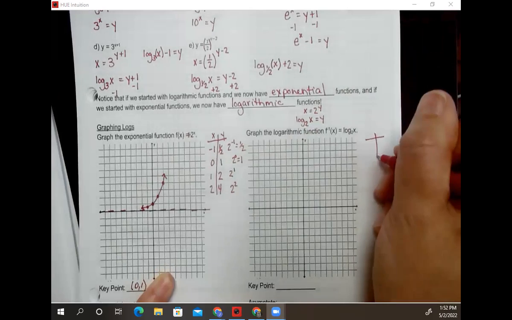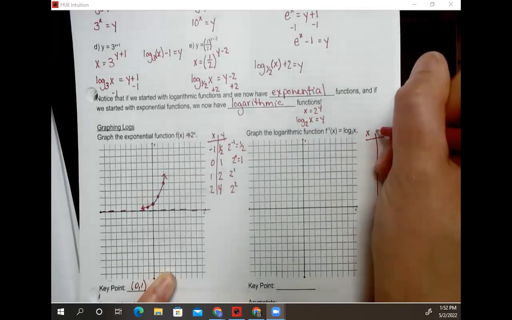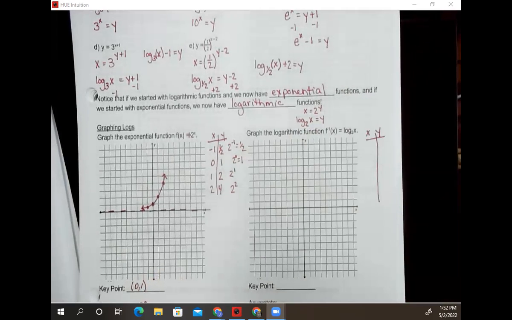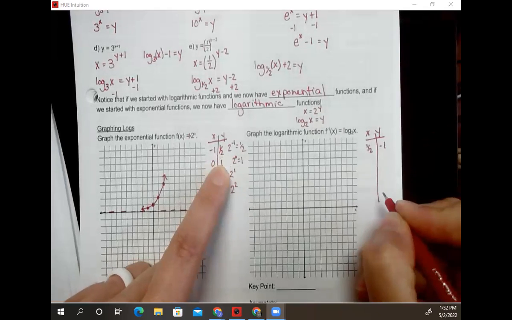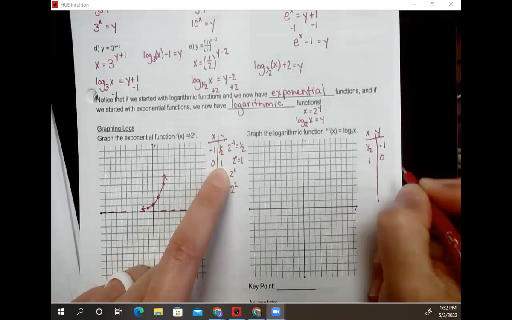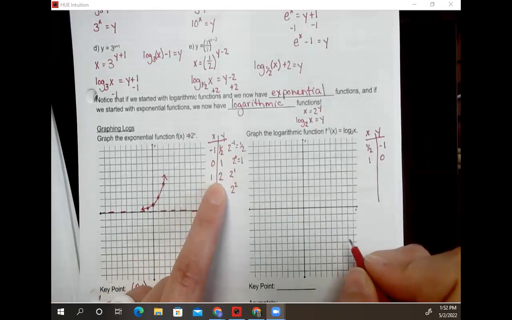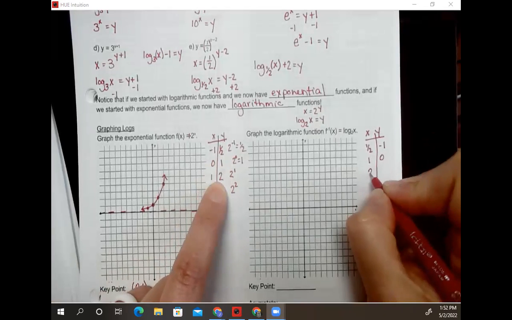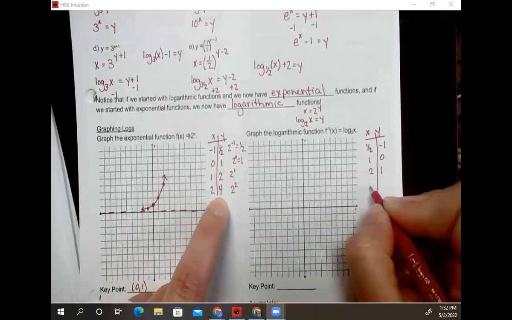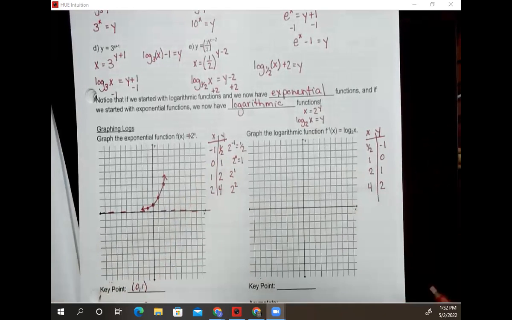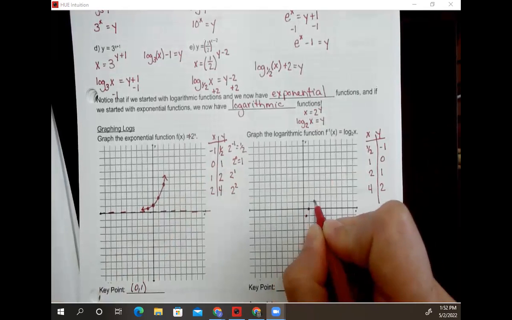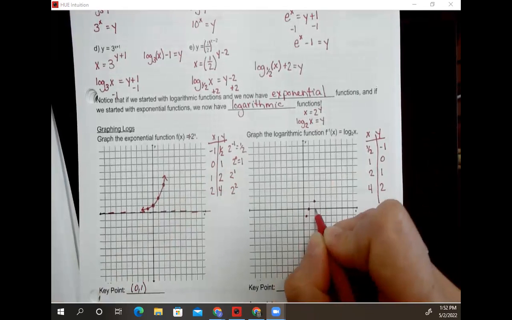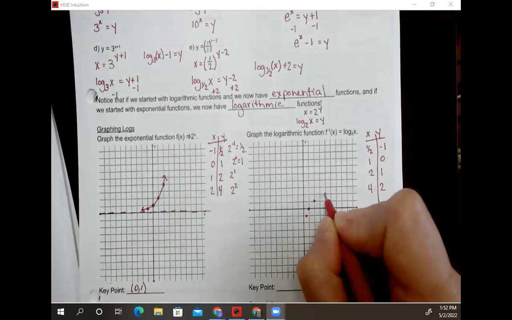So my points here, my x and y values will be swapped. When x is 1/2, y is -1. When x is 1, y is 0. Again, I'm just reversing the points for my exponential graph. When x is 2, y is 1. When x is 4, y is 2. So 1/2, -1, 1, 0, 2, 1, 4, 2.